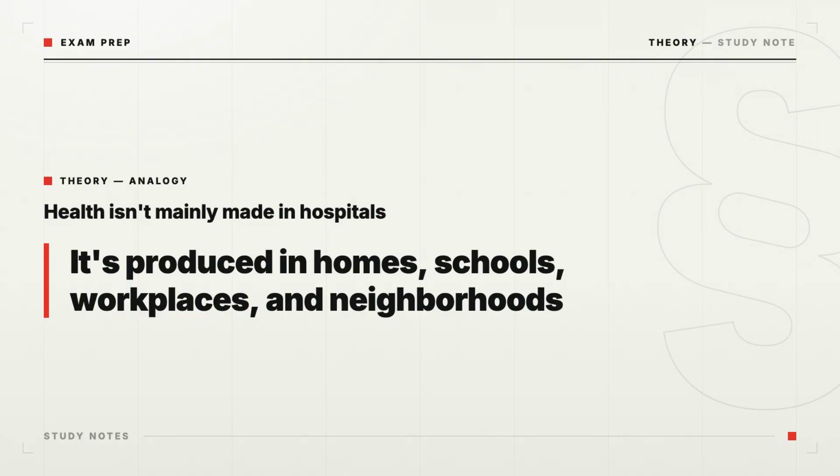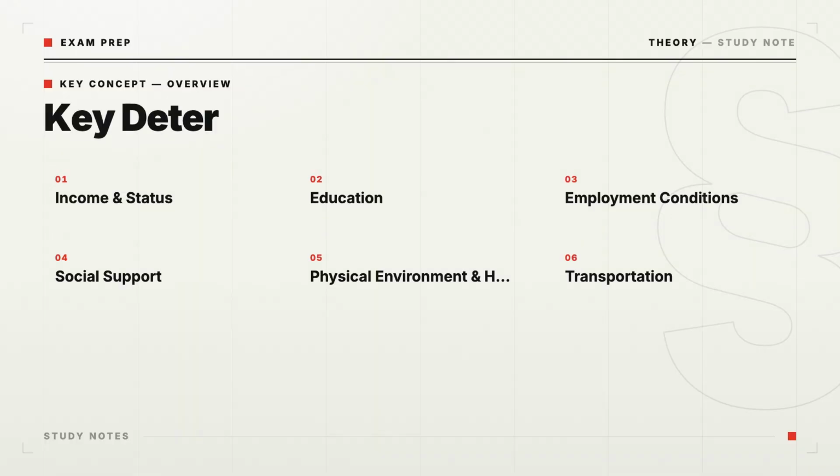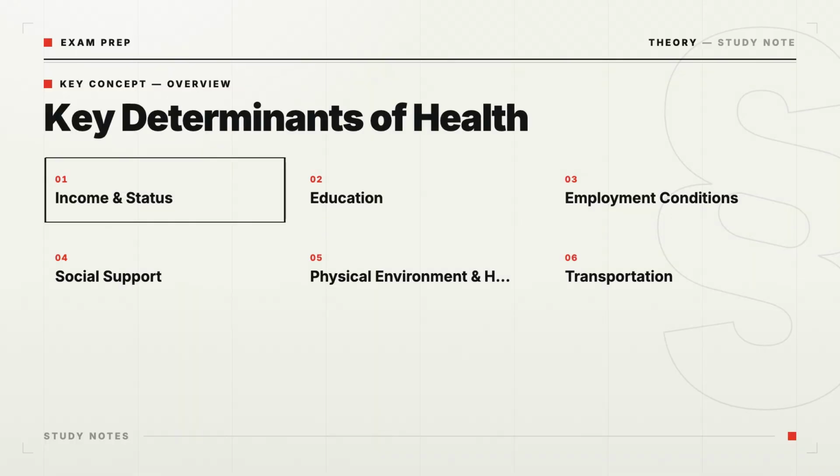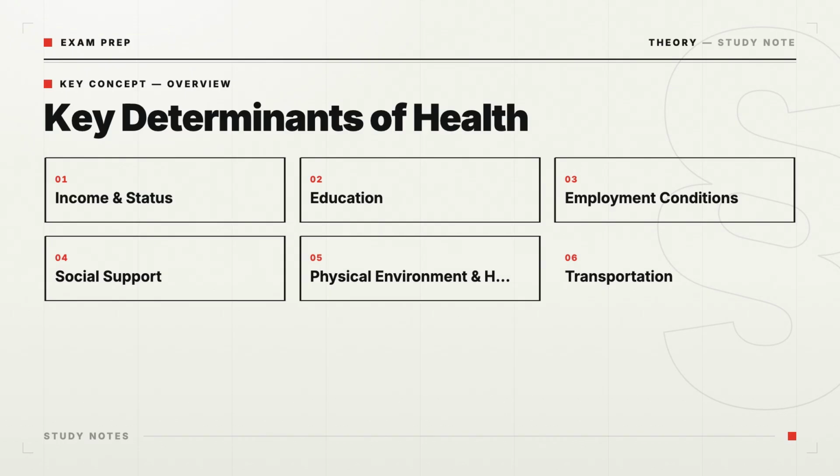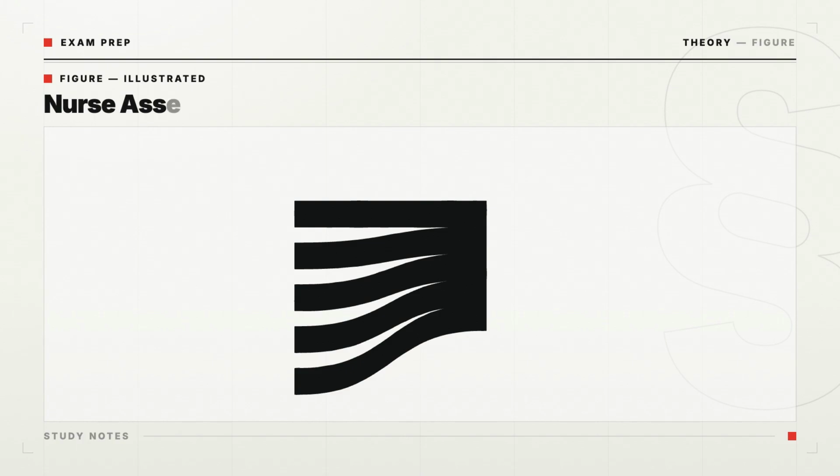Medical services account for roughly 1/10 of premature death, while lifestyle, environment, and biology account for the rest. The list is worth memorizing: income and social status, education, employment and working conditions, social support networks, biology and genetics, physical environment, housing, transportation, and personal health practices. Access to health services and culture round out the full framework.